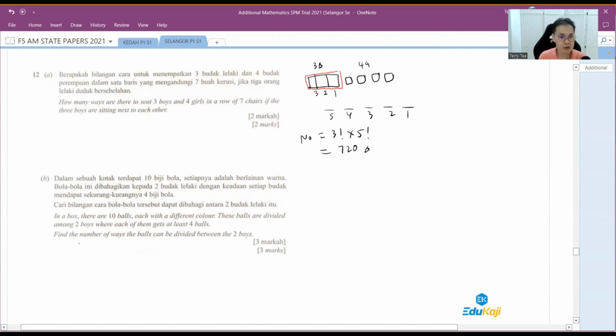All right, for B, in a box there are 10 balls, each with a different color. These balls are divided among 2 boys, where each of them gets at least 4 balls. So find the number of ways the balls can be divided between the 2 boys. Okay, so I'm going to call this the first boy, and this is the second boy. We have 10, and there are a few cases you consider. Case number 1, each must get at least 4. So if you have 10, the first one will get 4 and the second one will get 6 because the total is 10. Now, we can also say the first person gets 5, second person gets 5. Or the third case, the first person gets 6, second person gets 4. So there are 3 cases, right?